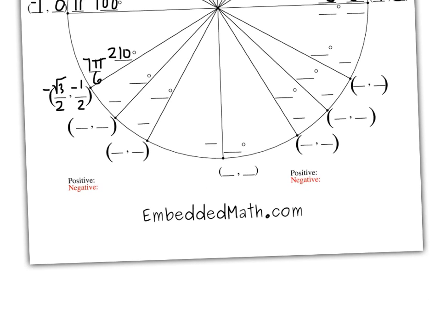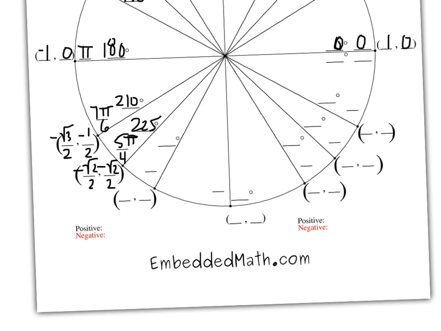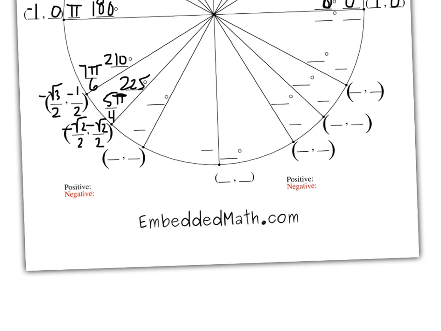All right, 210 plus 15 is going to give me 225 for this one, which is 5 pi over 4. And that one's going to be, again, root 2 over 2 and root 2 over 2, but they're both negative because we're in the third quadrant. Hold on, did I do that previous one right? Yup. All right, almost 3/4 done.